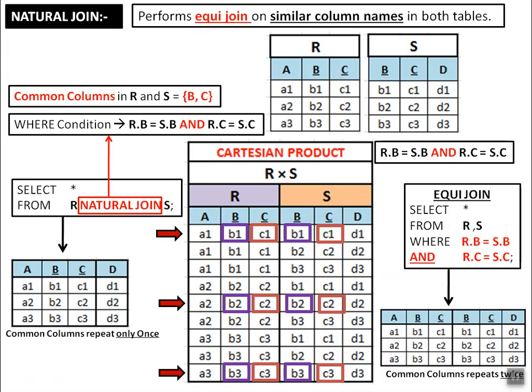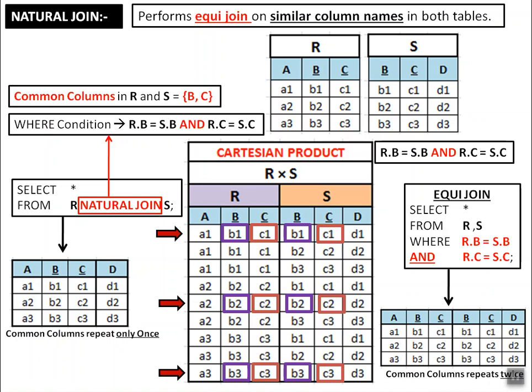So I hope it is clear. You understood the difference between natural join and equi-join. Both are same, guys, but in natural join, you do not mention the where clause, and columns will come only once. I think you guys are familiar with all 8 types of joins: Cartesian product, equi-join, non-equi-join, self-join, left outer, right outer, full outer, and natural join.